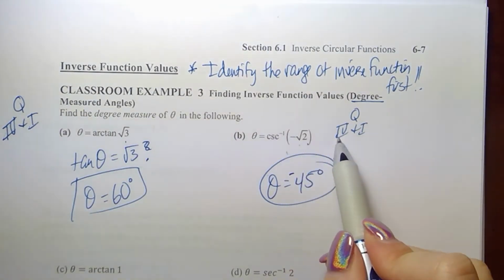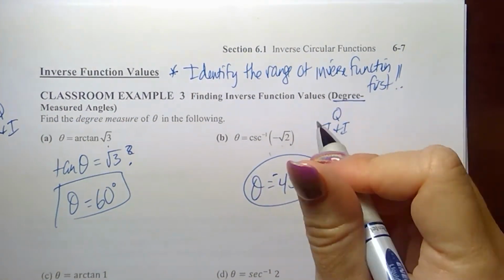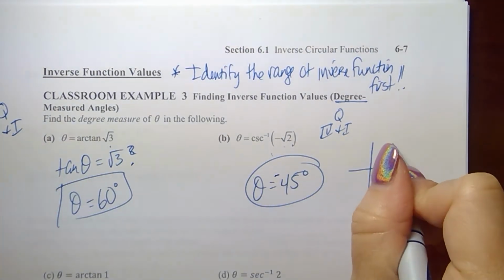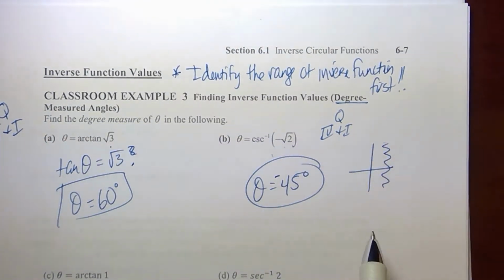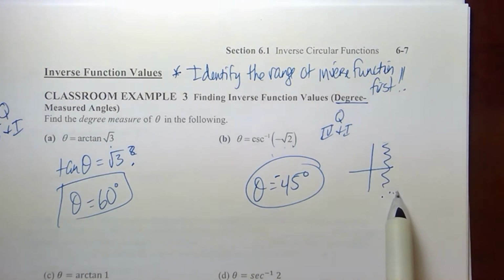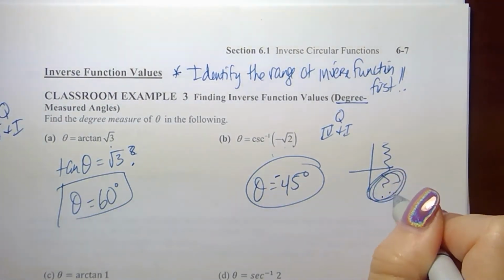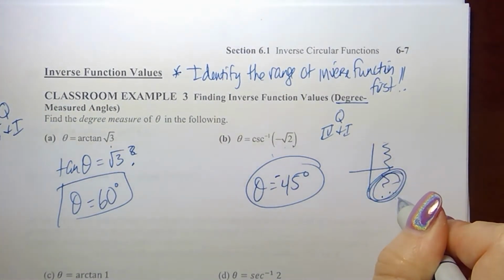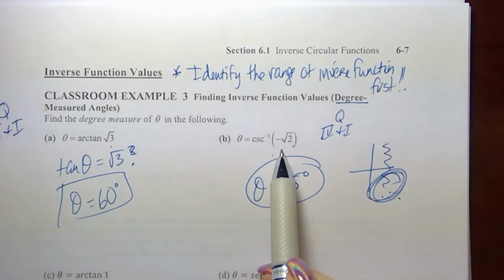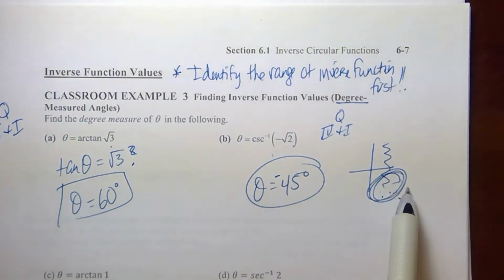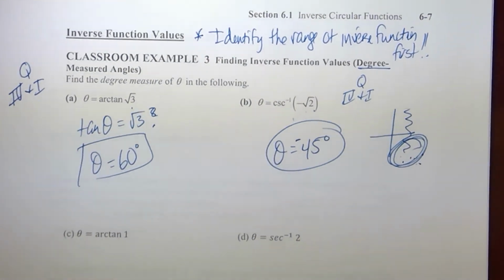Cosecant function values are negative in quadrant 4. I was picturing it in my head and then I said it completely wrong. I'm over here in quadrants 1 and 4, but cosecant is negative down here in quadrant 4. So I'm looking for an angle in quadrant 4 with a cosecant function value of negative square root 2. Well, that's going to be the negative 45 degree angle down here in quadrant 4.